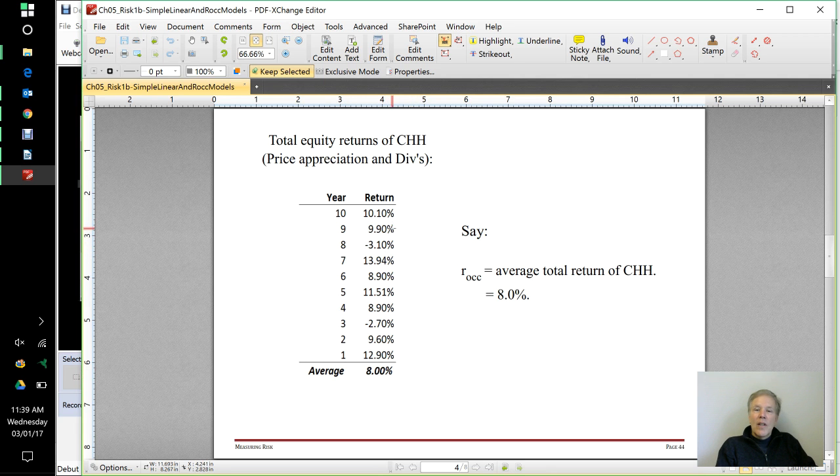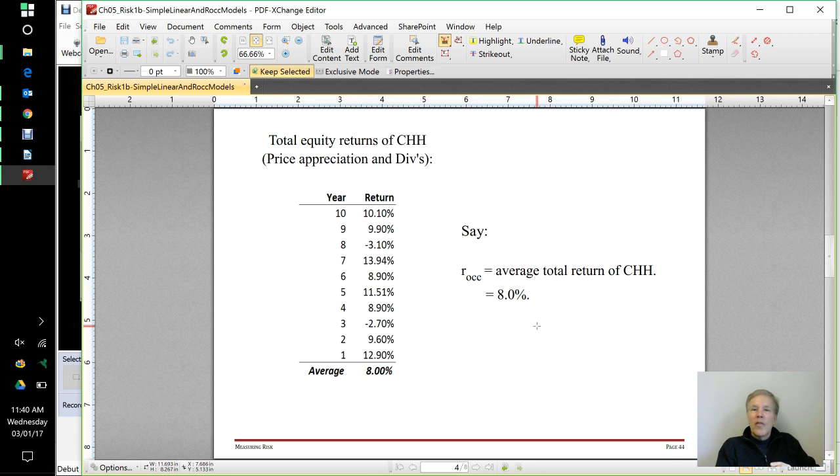So using these 10 years' worth of data, I'm going to say the opportunity cost of capital is going to be the average return of CHH. Remember, that's about 20 multifamily properties a year. So it is a diversified portfolio of properties, and that return, that opportunity cost of capital return, is 8%. Okay, a couple of things to note here.